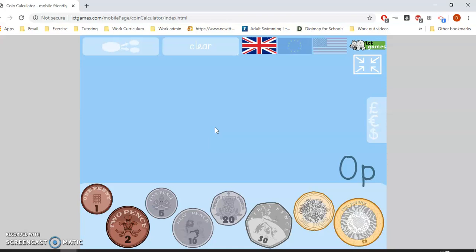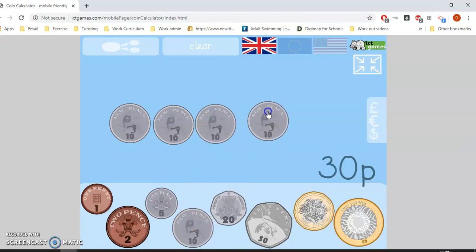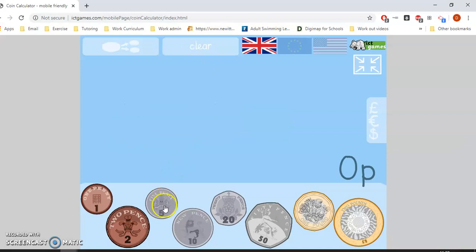First of all, I'd like you to think about how many 10 pences I would need to make 40 pence. So have a think about your answer. How many 10 pences? 10, 20, 30, 40. So we could say 4 times 10 is 40, or 4 lots of 10 pence makes 40 pence. Let's have a look at another one.